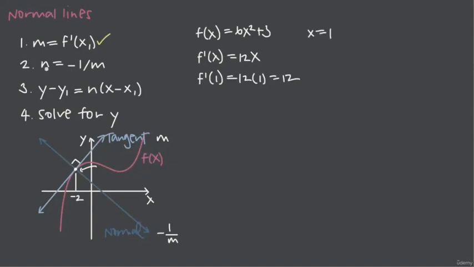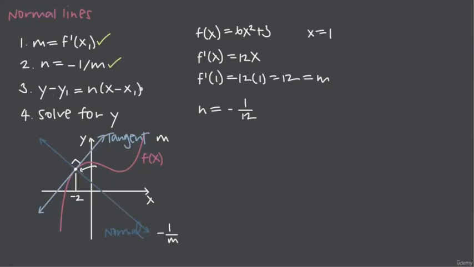Now to find the slope of the normal line, our second step here, we take the negative reciprocal of the slope of the tangent line. So step 2 is going to be that n, the slope of our normal line, is equal to negative 1 over m. Well, in our case, m is 12. So we get negative 1 over 12. This then is the slope of the normal line. Once we have this, we've finished step 2. We can move on to step 3.